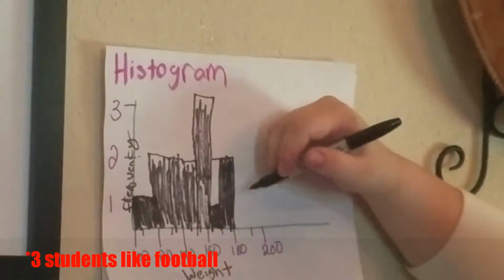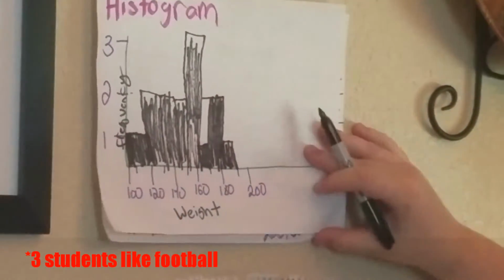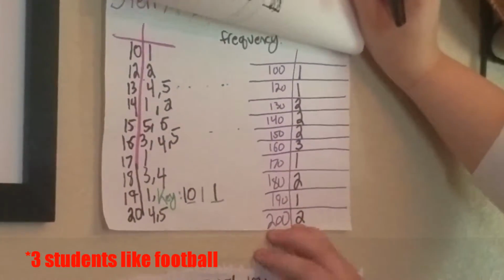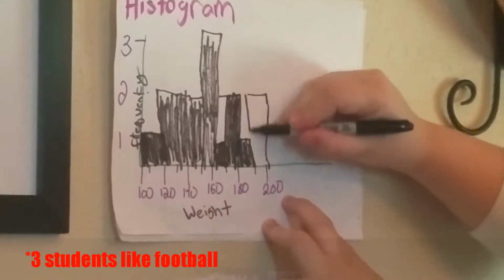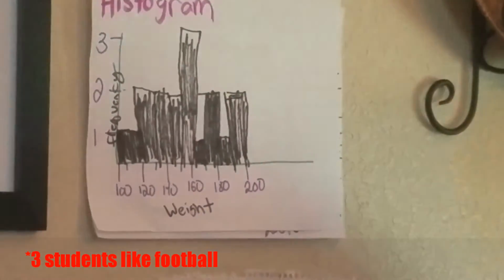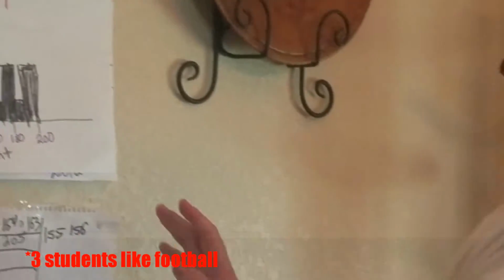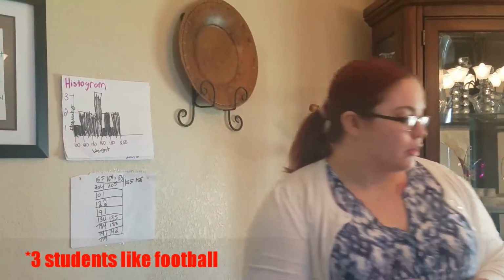$190, we go back down to 1. And then for our last one, 200, we have 2. And that would be one way that we could display our frequency in our geometrical problem, is using a histogram.